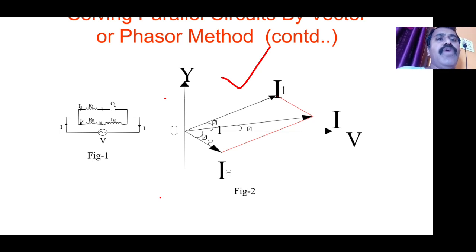The current I is found by the sum of the two currents flowing in the two different branches, that is I is equal to I1 plus I2. V is the supply voltage.